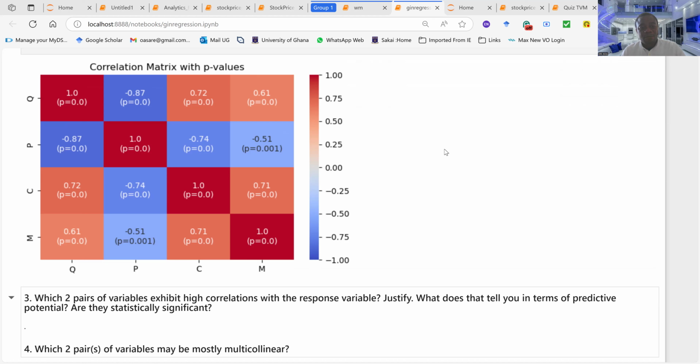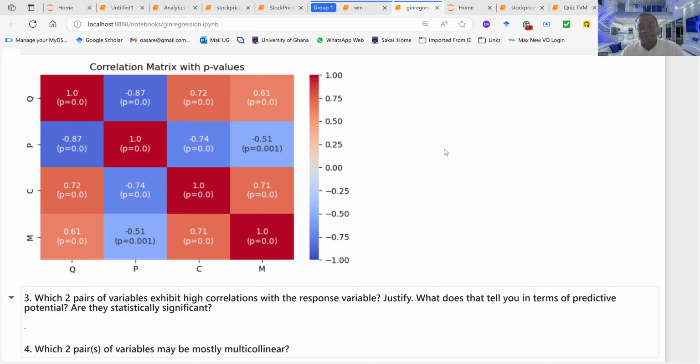Yes, they're mostly collinear, P and C. Sorry, Q and P. Mostly positive collinear with a collinearity of 0.87. That's wrong. Let me note that down.